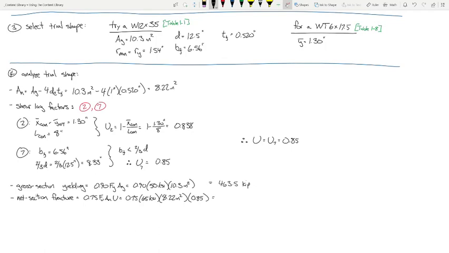360.65. Okay, I'm getting a different number. I got 340.6. Did you get that? So what I'm going to do here to streamline this a little bit, instead of computing an efficiency for every one of these, I'm just going to compute the one for the one that governs. Now I am going to also compute the slenderness.